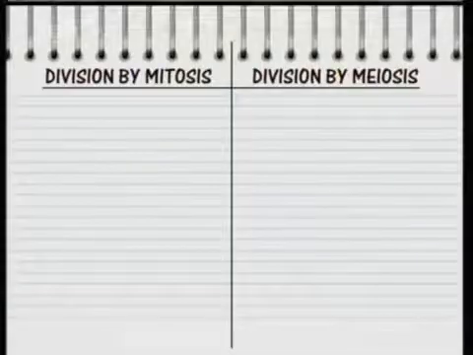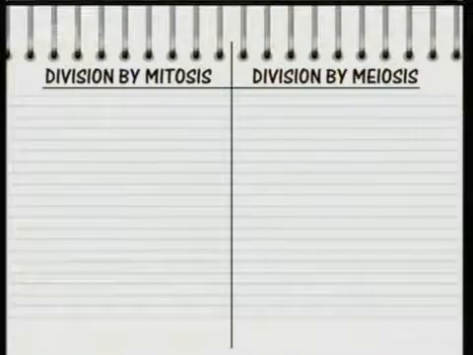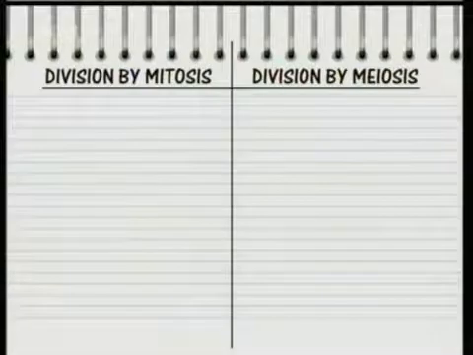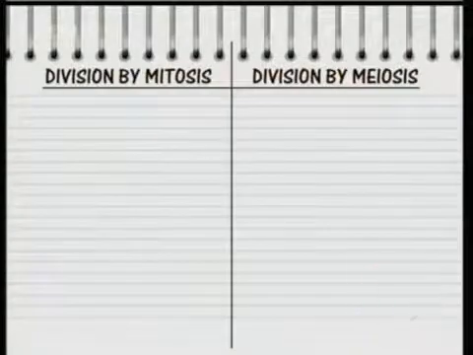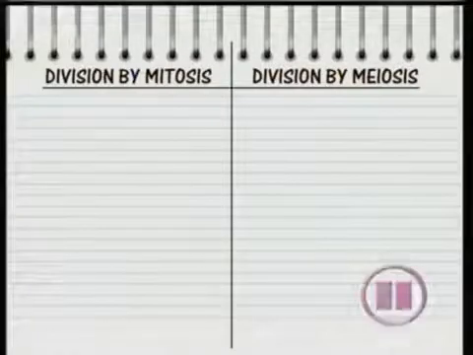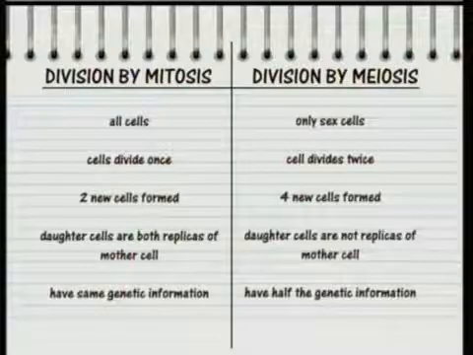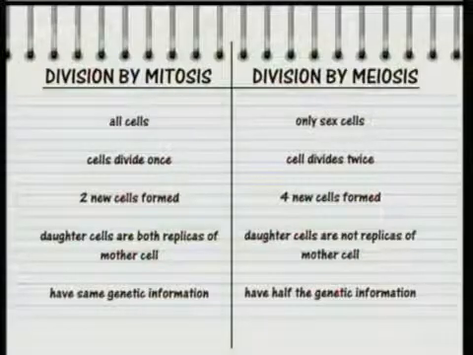It's important to know the differences between mitosis and meiosis. Draw up 2 columns and have a go at jotting down the differences. If you want to, go back and have another look at the 2 clips. To start with, mitosis cell division happens to all cells, while meiosis only happens to sex cells.